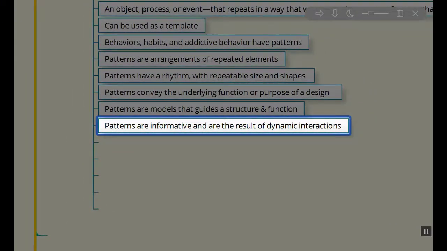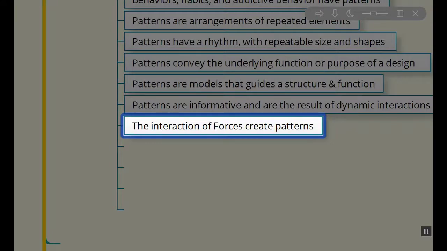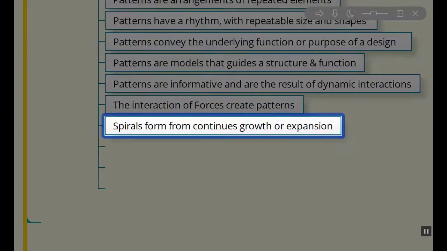Patterns are informative and the result of dynamic interactions. The interaction of various forces create patterns. We think about when the sun hits the earth. Well, that creates some heat as the Earth's surface heats up, and we get these air currents that develop as a result, convection, and then we get winds, and those winds start to form waves, and those waves start to cause erosion. Winds create patterns on the sand surface, ripples create the patterns of waves, and I could go on with this, but I'll stop there. The important thing is to realize that forces that interact create these patterns.